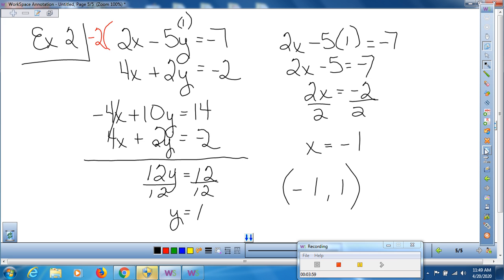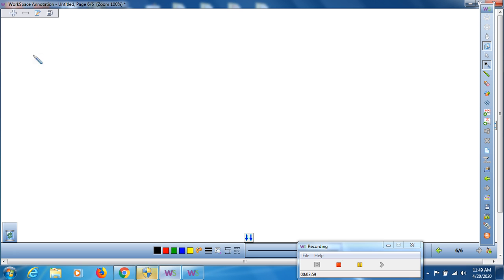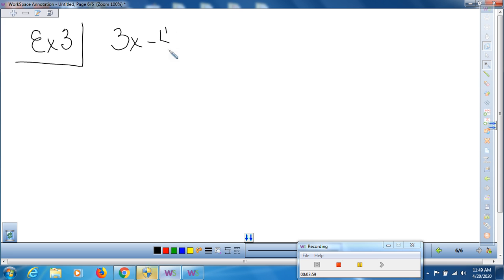Let's try another example. All right, how about 3x minus 4y equals 2. And how about 5x plus 3y equals 13.